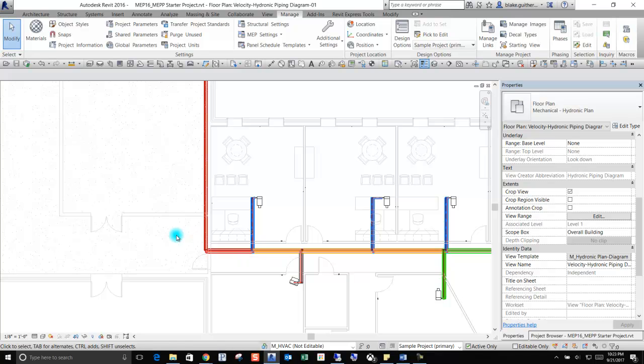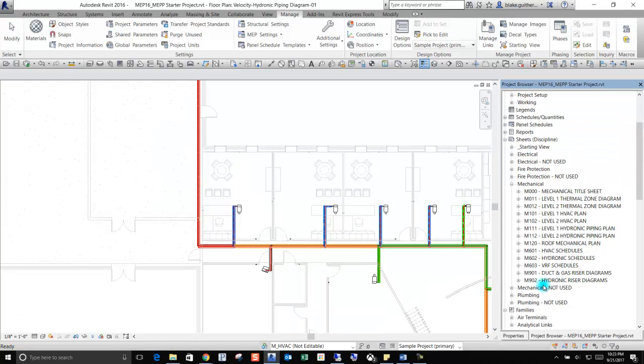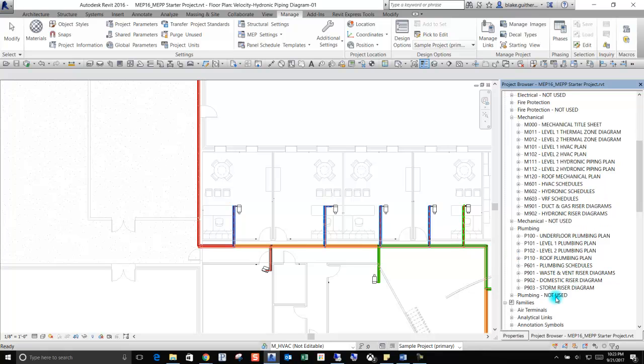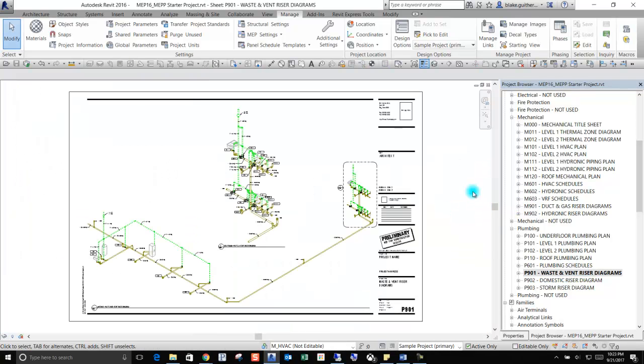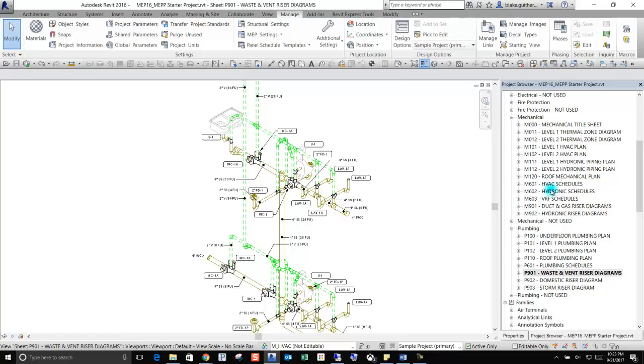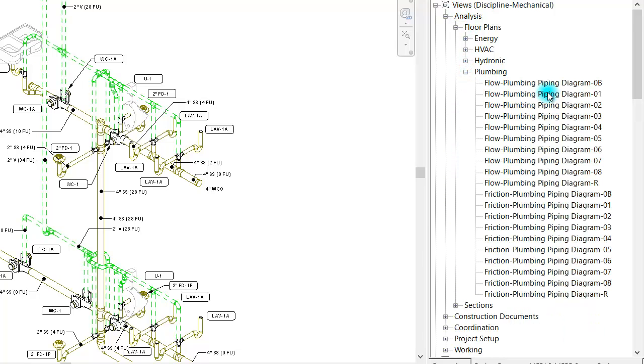Now on the domestic side, we can do the same thing. Before we get to the plumbing riser diagrams, so here's some completed waste and vent riser diagrams. Before we can use these fixture units and trust that they're right for sizing the piping system, we need to know if there's any disconnects or if there's any sections of pipe with zero flow. So once again, going to analysis under plumbing, we can do the same thing with flow.